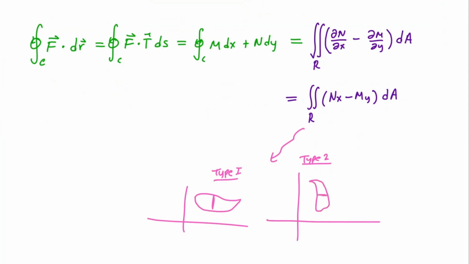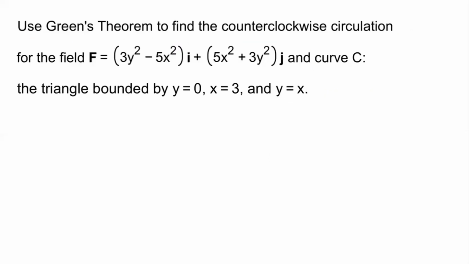Or we could have a polar region for R. Polar meaning you can use r and theta to describe the region in the xy plane. So it could be something like this or any kind of polar region. We can use r and theta to describe that particular region. So it'll be a polar region. All right, so let's dive into an example.